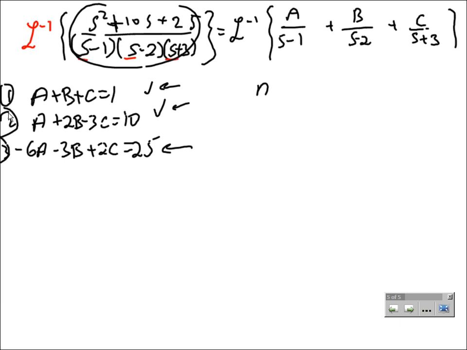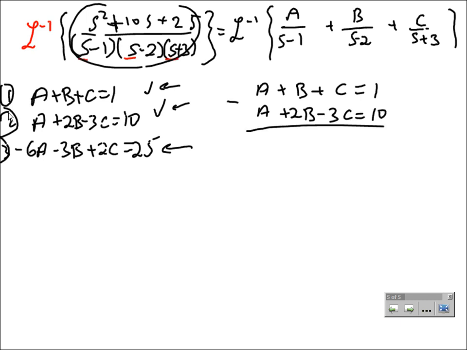Well, I'm going to eliminate a from the first two equations. In fact, I'm going to do the bottom minus the top. A minus a is 0 by design. 2b minus b is b. Negative 3c minus the c is minus 4c. And 10 minus 1 is 9. So this gave me one equation without a.